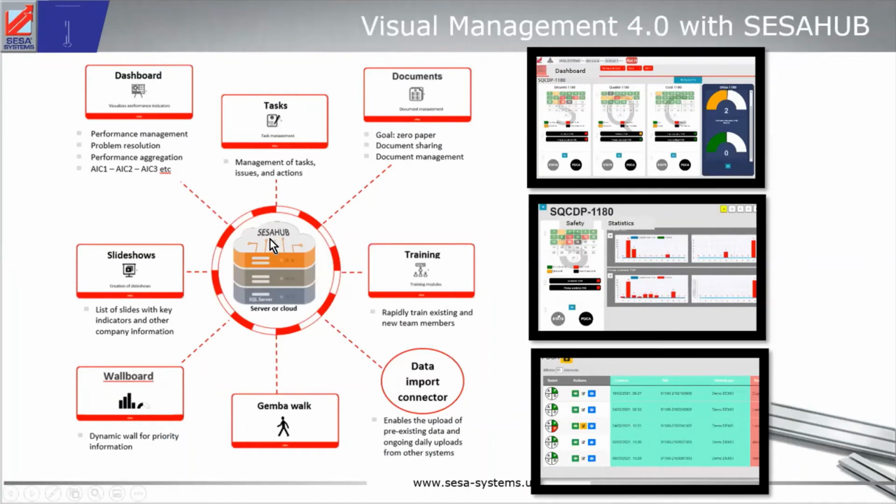So that hub actually has a number of features, which include dashboards, task management, specifically organized as a PDCA, document management, training management. Another very important feature is the slideshows, which enables you to share in real time some updates as well as company information and so on. A wall board to present some priority information, and also a management of your Gemba walks with note taking and so on.